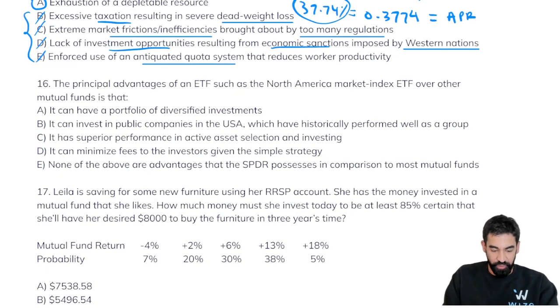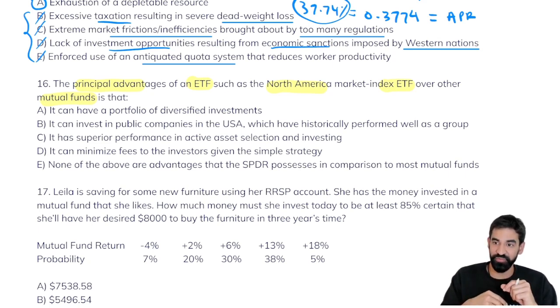Question 16. The principal advantage of an ETF, such as a North American Market Index ETF over other mutual funds, is that, so a mutual fund normally invests in like 200-300 companies. An ETF is like 2,000-3,000 companies. And normally they have very low management fees, like 0.4, 0.5%, because there's no portfolio manager like you have in mutual funds that normally charges 4, 5, 6%. So over many years, that can add up. That little percentage, 0.5% versus 5%, can make a huge difference.